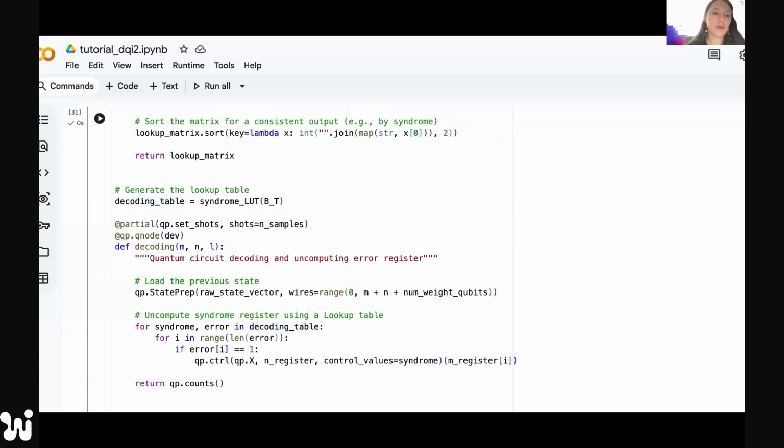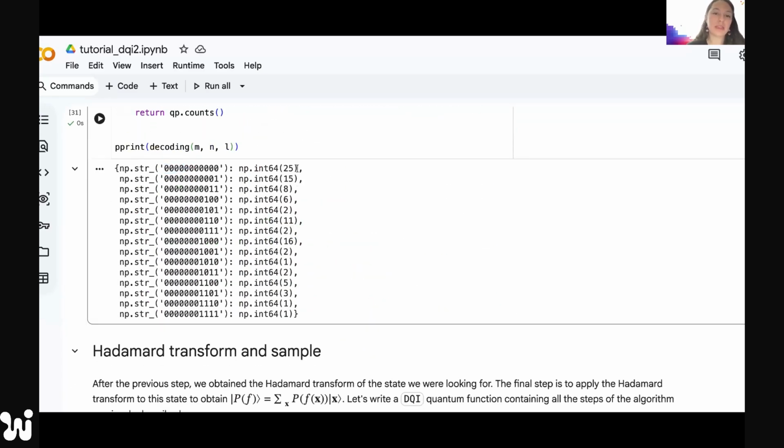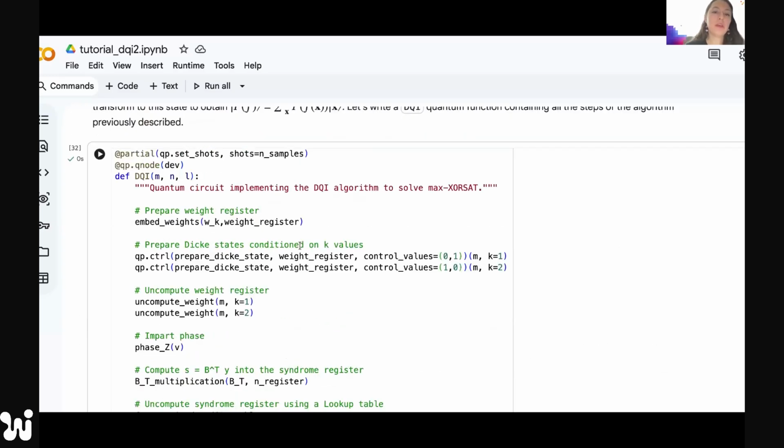I had a number of samples that I had set at the beginning, and I sampled and I got a very high likelihood of measuring, for example, the state 0 or the state here with 1, 1 over here. Now, this is not enough.